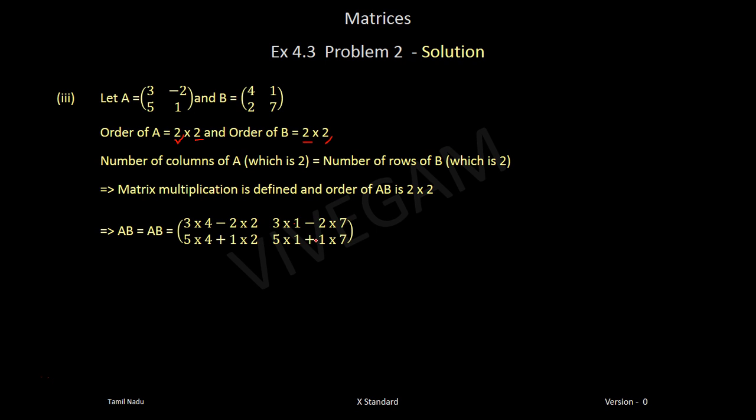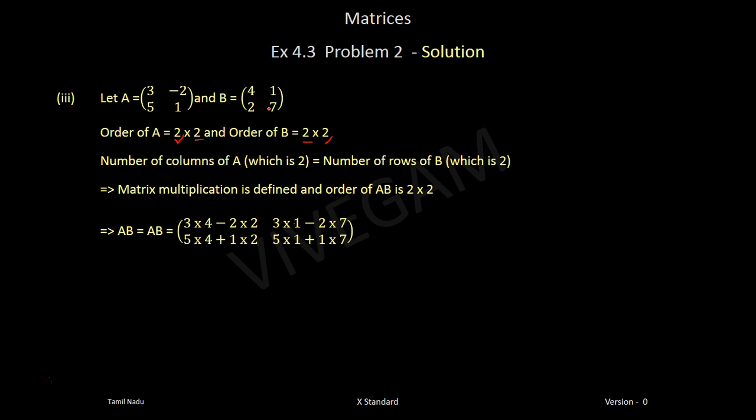So you have to remember that clearly. Then you start multiplying. 3 into 4 minus 2 into 2 will come here. Okay, now let's do the first row and second column, that is 3 into 1 and minus 2 into 7.